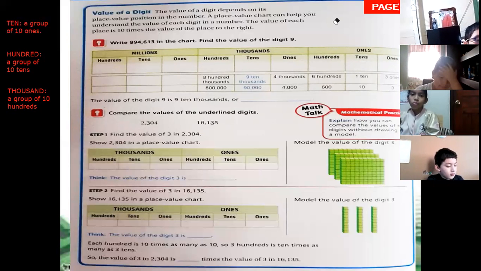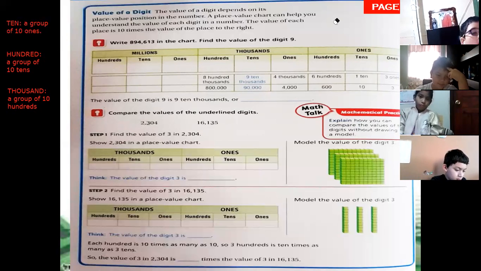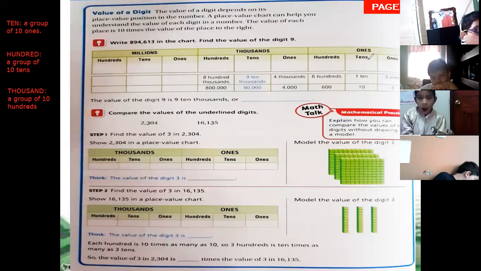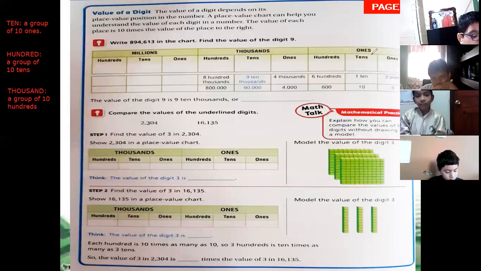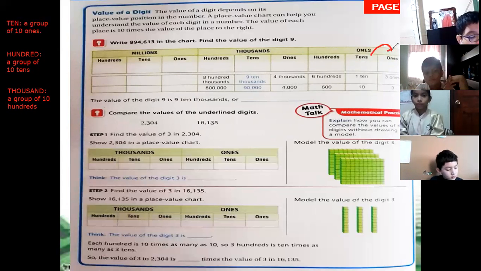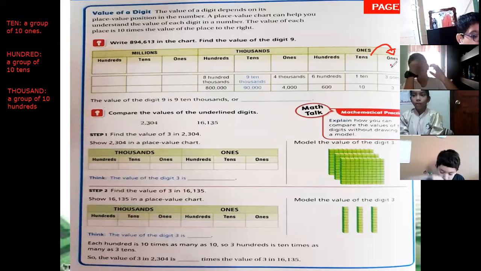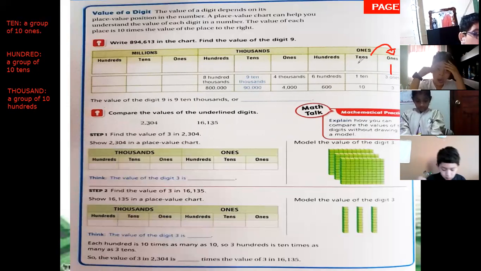The value of each place is 10 times the value of the place to the right. The place to the right is this one. What is the value of the 10? The value of this 10 is 10 times the value of the place to the right. What is the value of 1? 1. What is the value of 10? 10 times the value of 1, so it means 10.